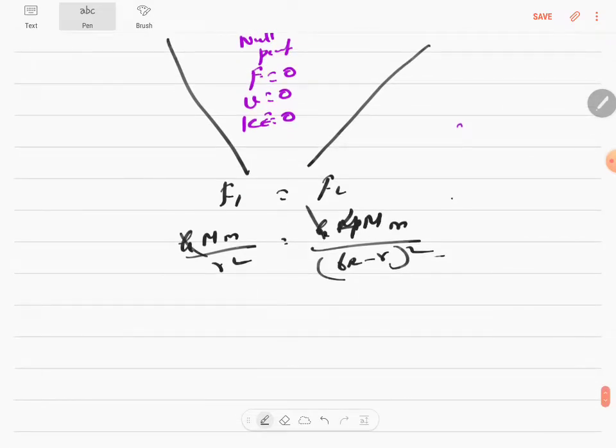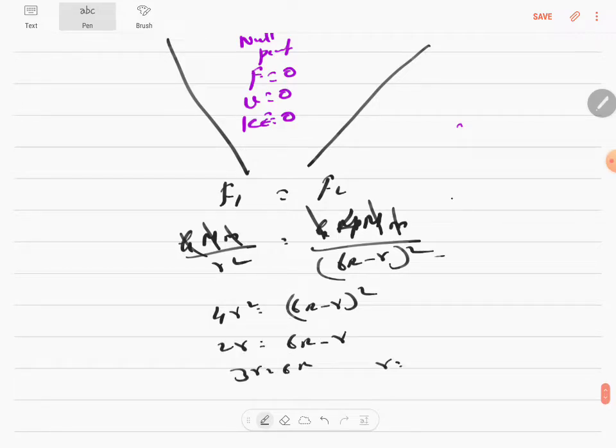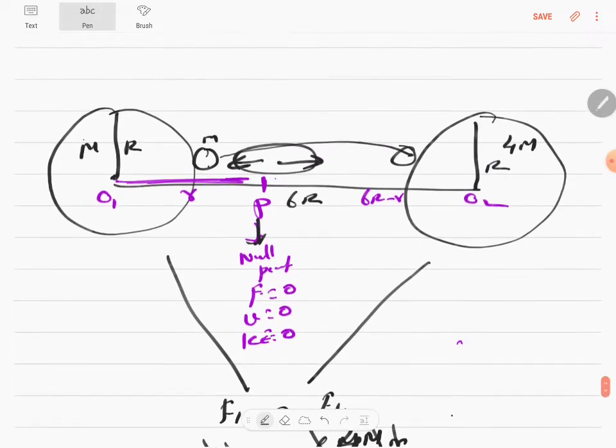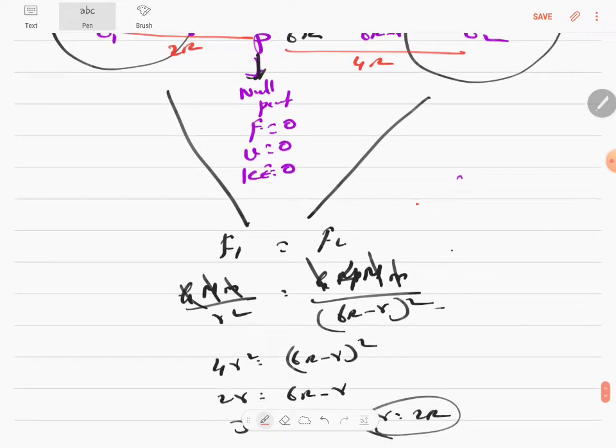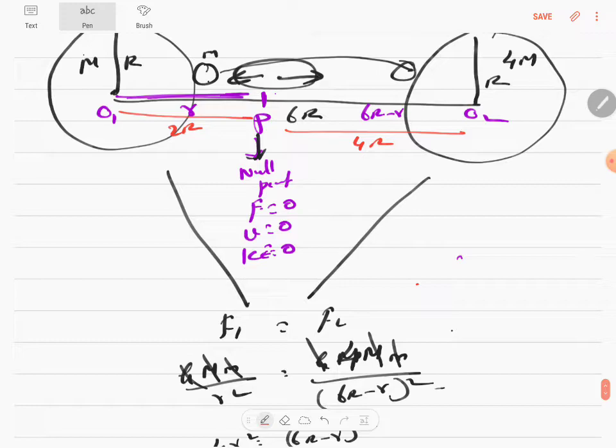So G gets cancelled, capital M, small m get cancelled. 4r square is equal to 6r minus r the whole square. 2r is equal to 6r minus r. 3r is equal to 6r. r is equal to 2r. The position is 2r. Therefore this distance is 2r, and this distance will be 6r minus 2r, 4r.